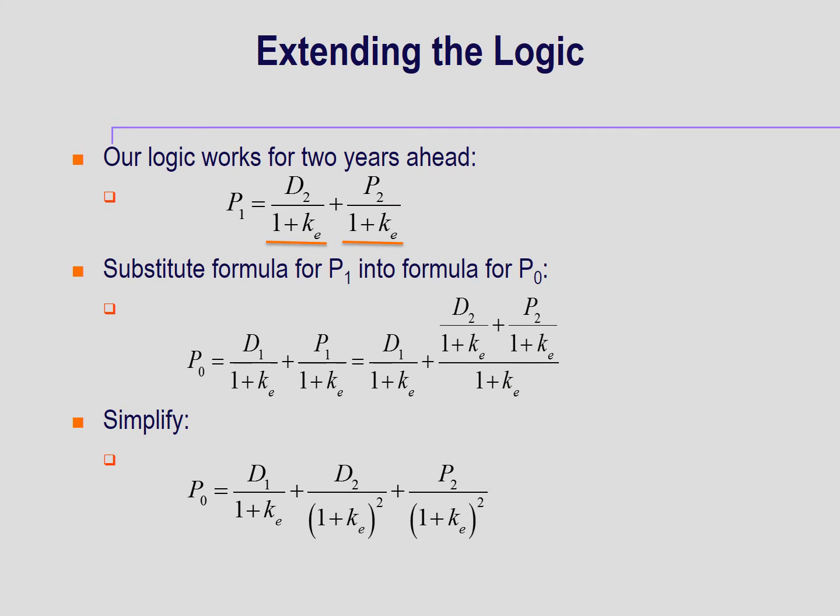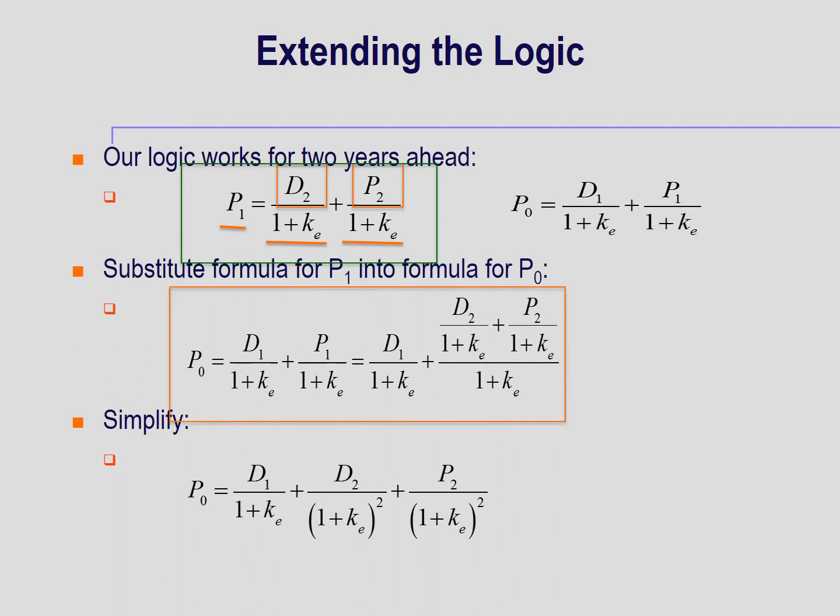We can apply our logic to price the share of stock a year from now, denoted by P1, based on forecasts of dividend and share price 2 years out, denoted by D2 and P2 respectively. Substituting the formula for P1 into the formula for P0 and simplifying, we get the formula showing that the current share price is composed of the present value of the dividend stream and the share price as of the end of year 2.